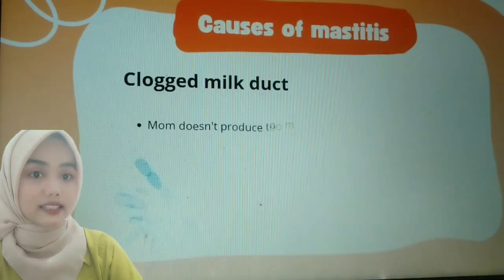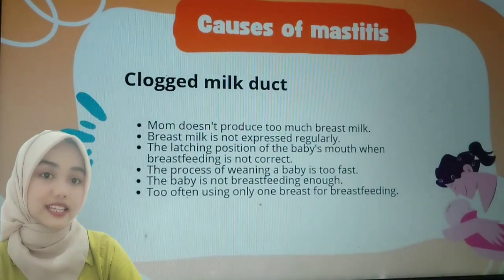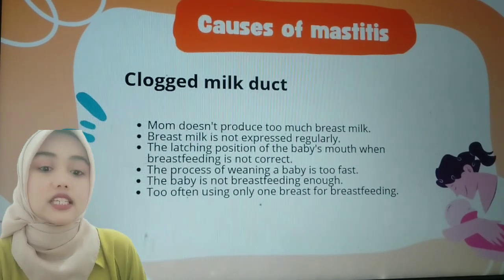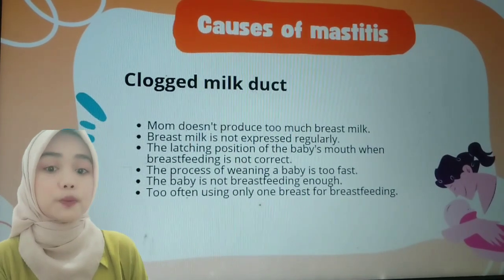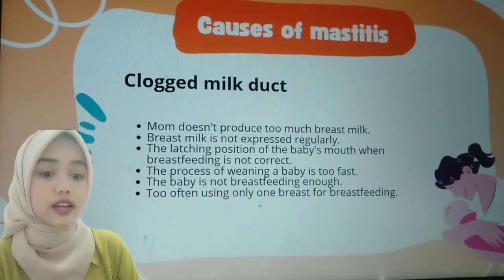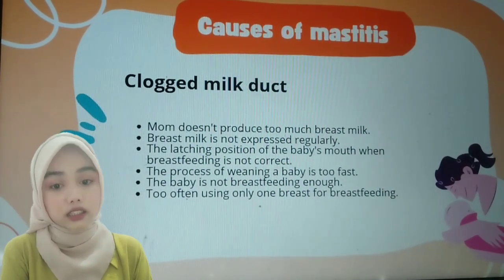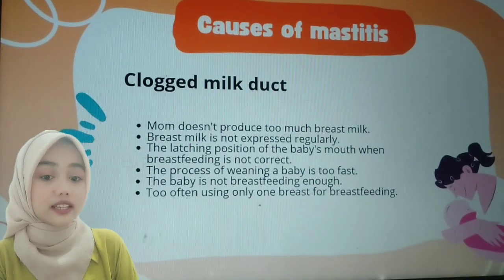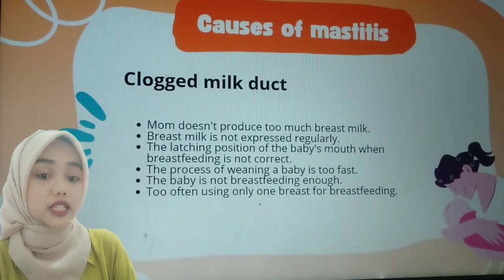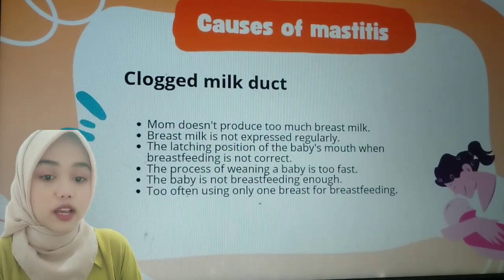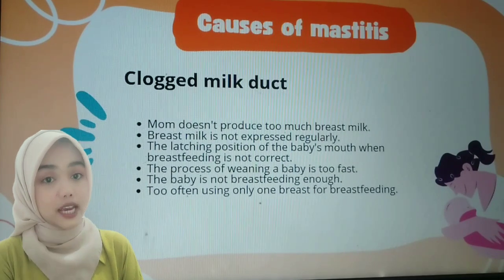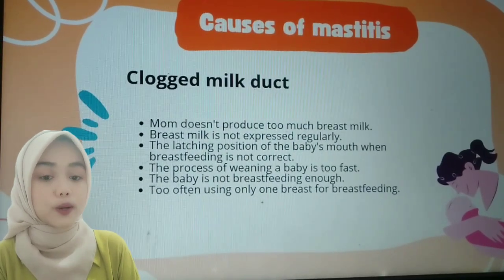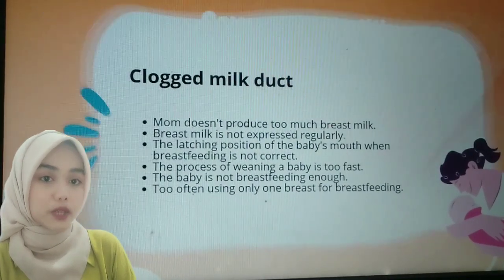The second point is causes of mastitis, and the main cause of mastitis is a clotted milk duct. The several factors of a clotted milk duct, namely: first, mom produces too much breast milk. The second, breast milk is not expressed regularly. The third, the latching position of the baby's mouth when breastfeeding is not correct. Fifth, the process of weaning a baby is too abrupt. Sixth, the baby is not breastfeeding enough. 7. Too often using only one breast for breastfeeding.